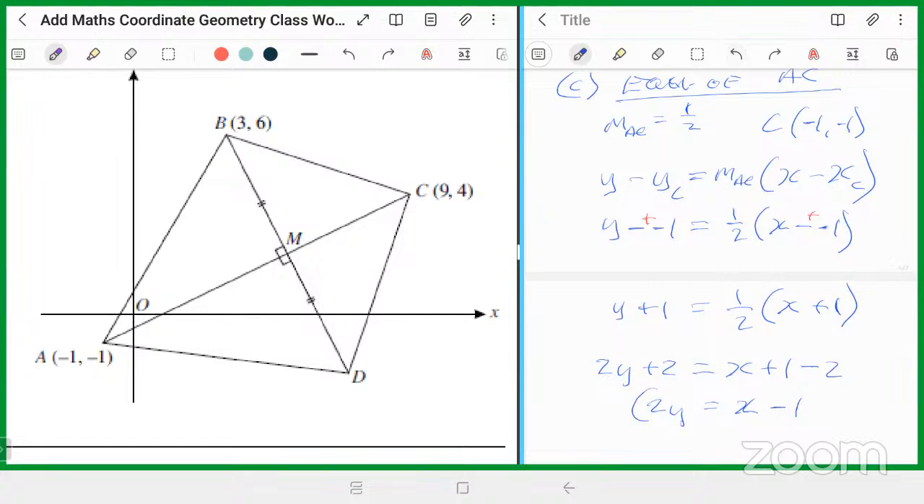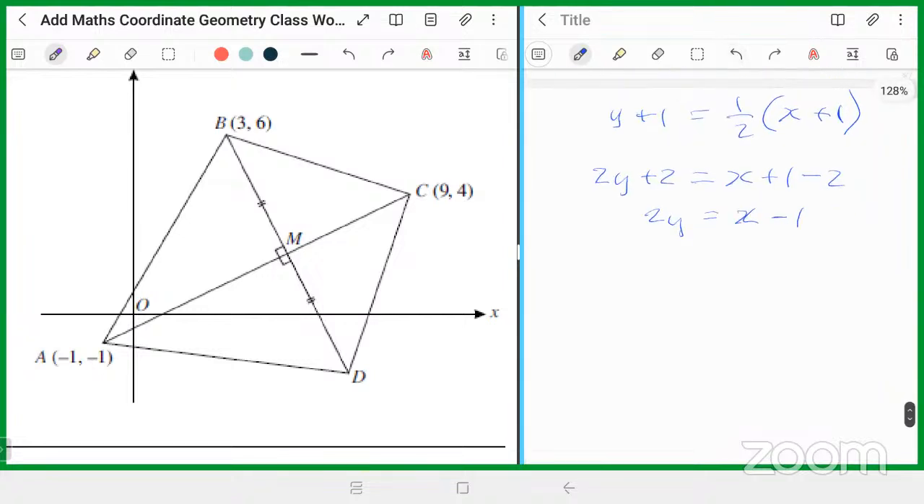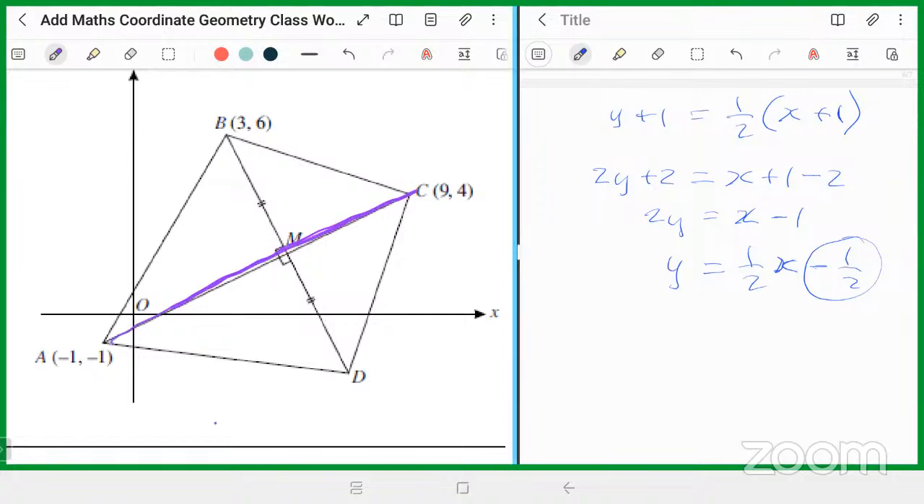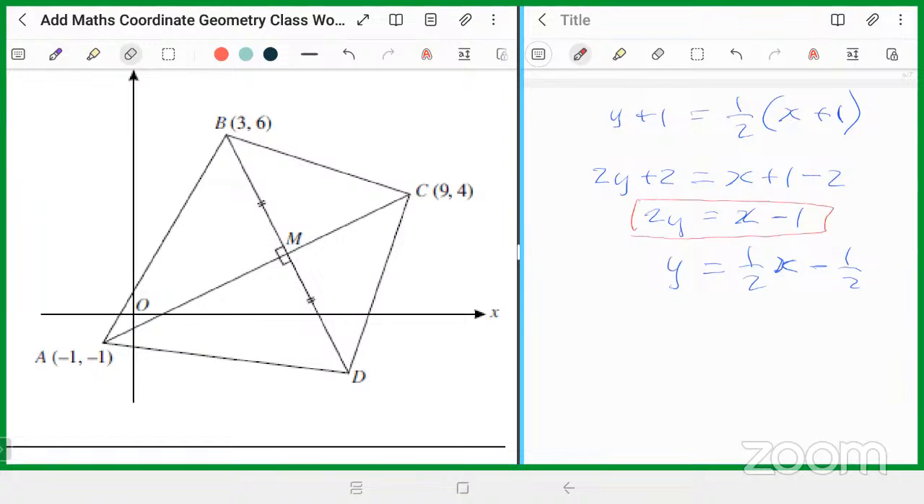Then I need to divide through by this 2, or multiply by half, to leave Y alone as the subject. And so it's going to become Y equals half X minus 1 over 2. And this minus 1 over 2 is the Y-axis intercept of this line. All right, it looks correct. That's the equation of the line AC. I could have left this one too, no problem, could have used that as the answer as well for AC, if we don't want the fractions.